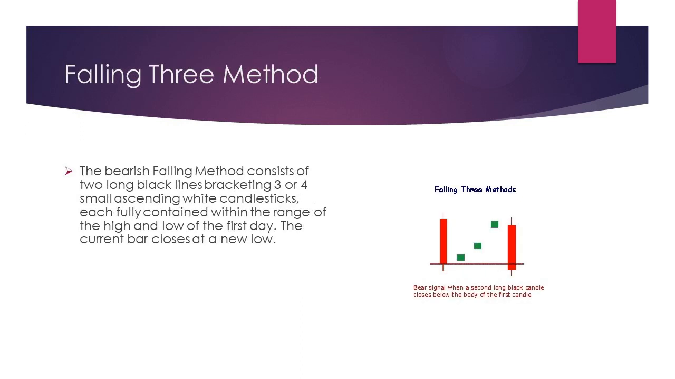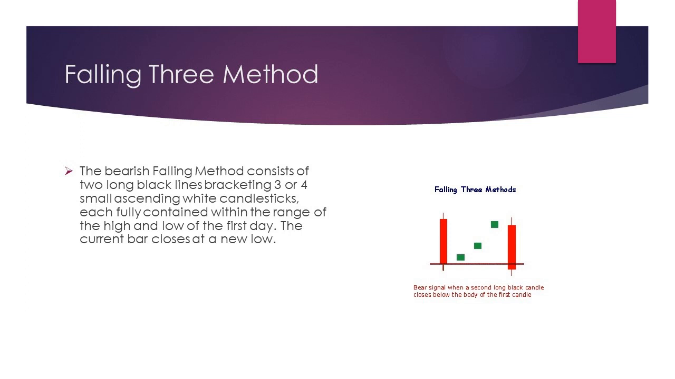The falling 3 methods. The falling 3 methods is a bearish 5-candle continuation pattern which signals an interruption, but not a reversal, of the ongoing downtrend. The candlestick pattern is made of two long candlesticks in the direction of the trend, the downtrend, at the beginning and end, with three shorter countertrend candlesticks in the middle.